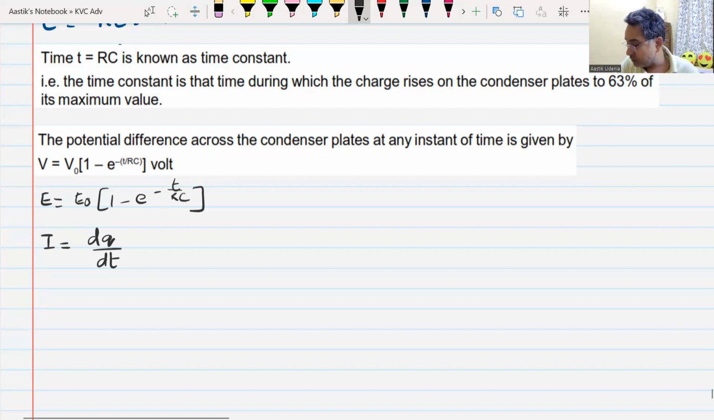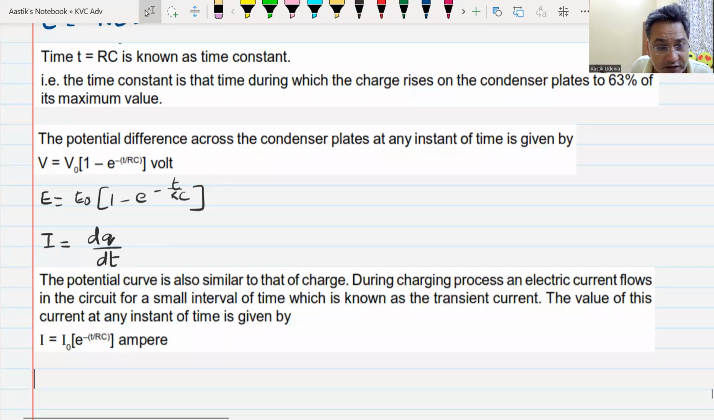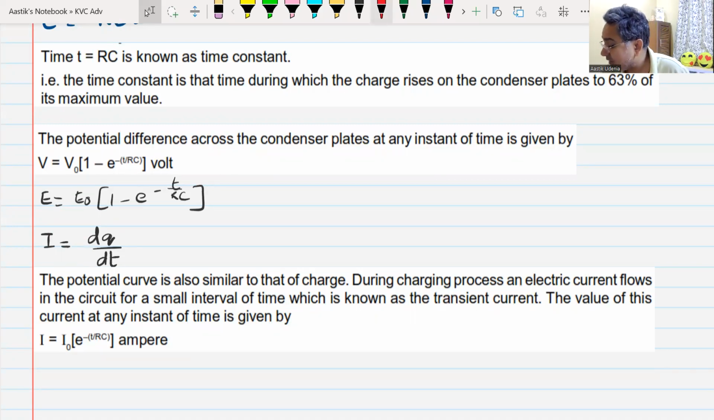We just need to differentiate q with respect to t, and if you differentiate q with respect to t, you will end up with this: I is equal to I naught e raised to the power minus t by RC, where I naught is the maximum current and that maximum current is E naught by R. Do we understand this? I should not write it as E naught, I should write it as V naught by R, because we are using V naught for voltage. V naught by R. Do we understand this? Yes, sir.